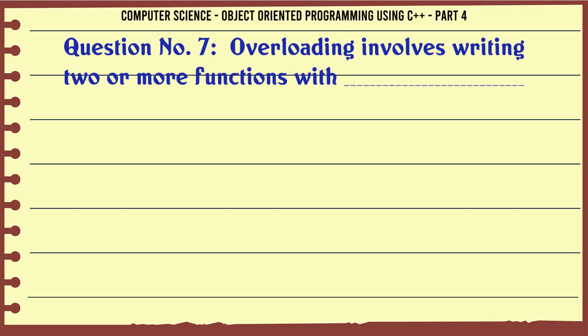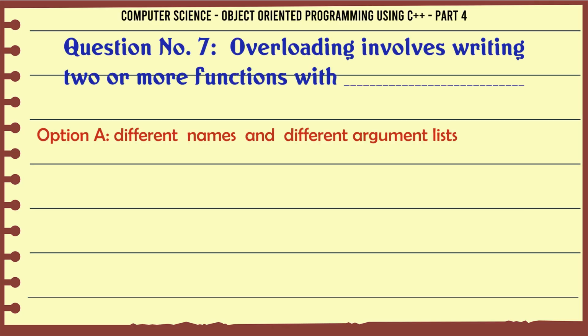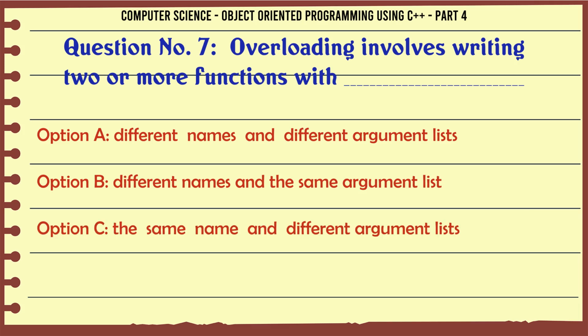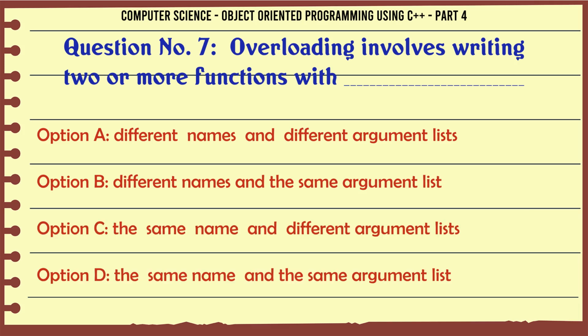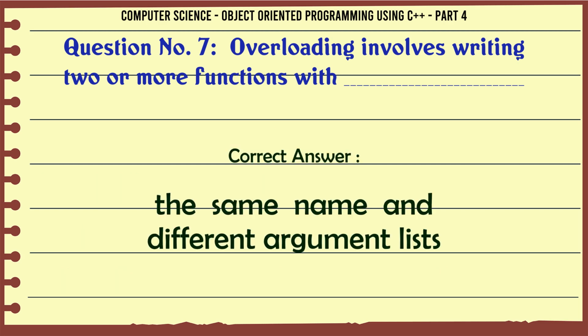Overloading involves writing two or more functions with: a) different names and different argument lists, b) different names and the same argument list, c) the same name and different argument lists, d) the same name and the same argument list. The correct answer is the same name and different argument lists.